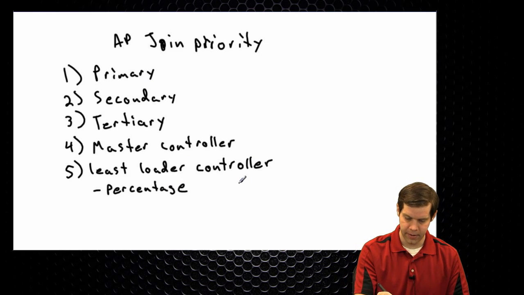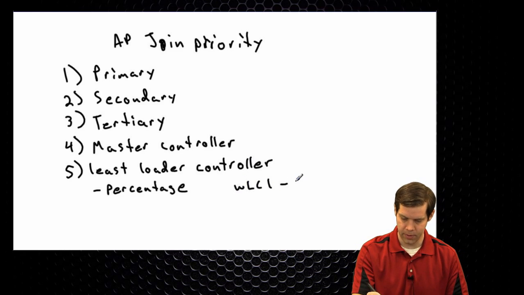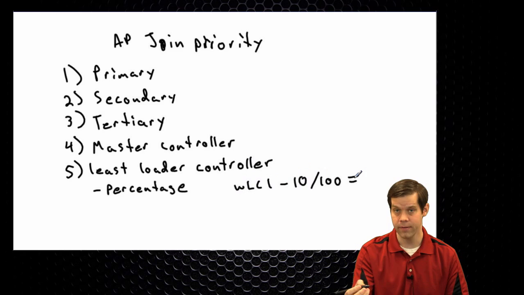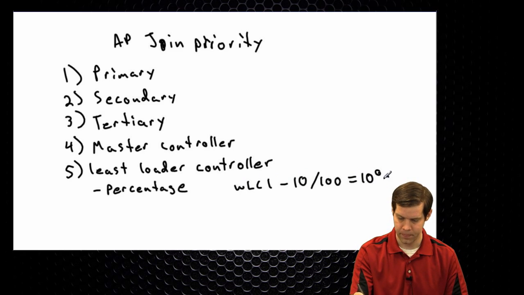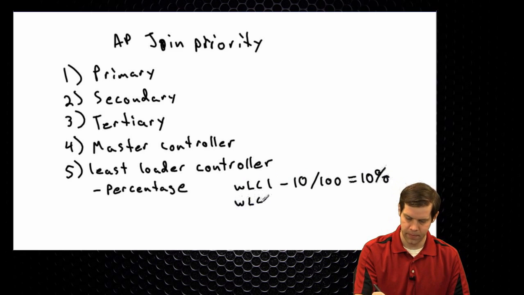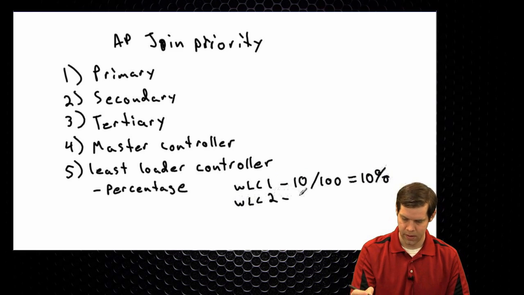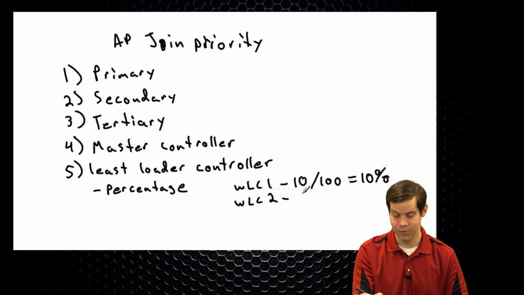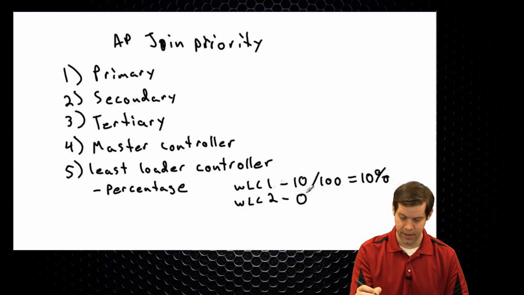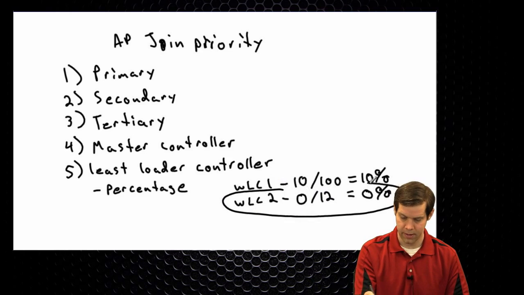So let's say we had WLC 1 has a total of 10 APs, and it has 100 licenses, so this is 10% loaded. WLC 2, let's say this was maybe the DMZ controller, but for some reason the AP actually discovered it on accident. It has no APs on it, but it only has 12 licenses. Well, that's 0% loaded. So technically, that's the winner.